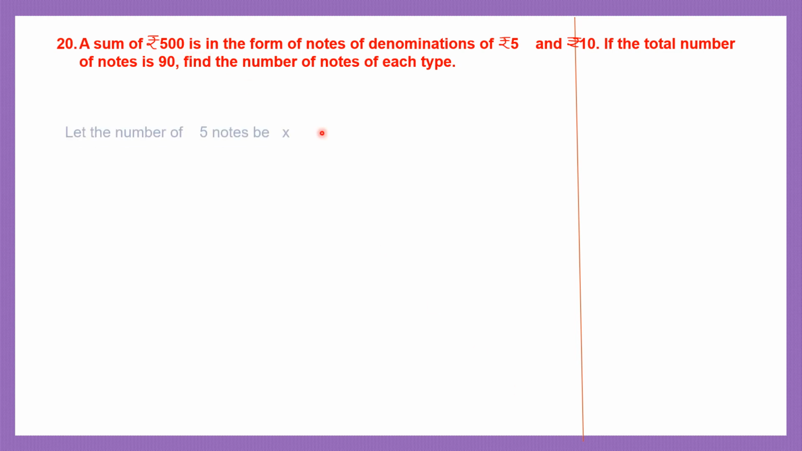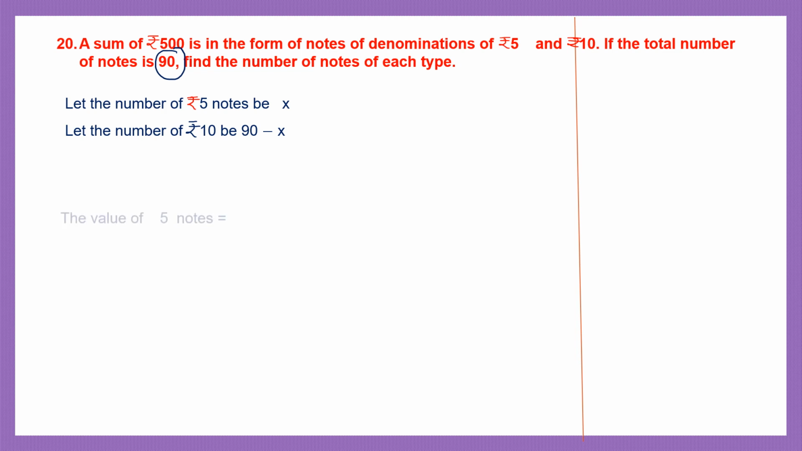So let's begin. Let the number of 5 rupee notes be x. Then in that case, the number of 10 rupee notes will be 90 minus x. How did we get 90? The total number of notes is 90. And from that, if you take away the 5 rupee notes, we'll get the 10 rupee notes, isn't it? That's how we got 90 minus x. So we have taken the number of 5 rupee notes to be x, and the number of 10 rupee notes to be 90 minus x.